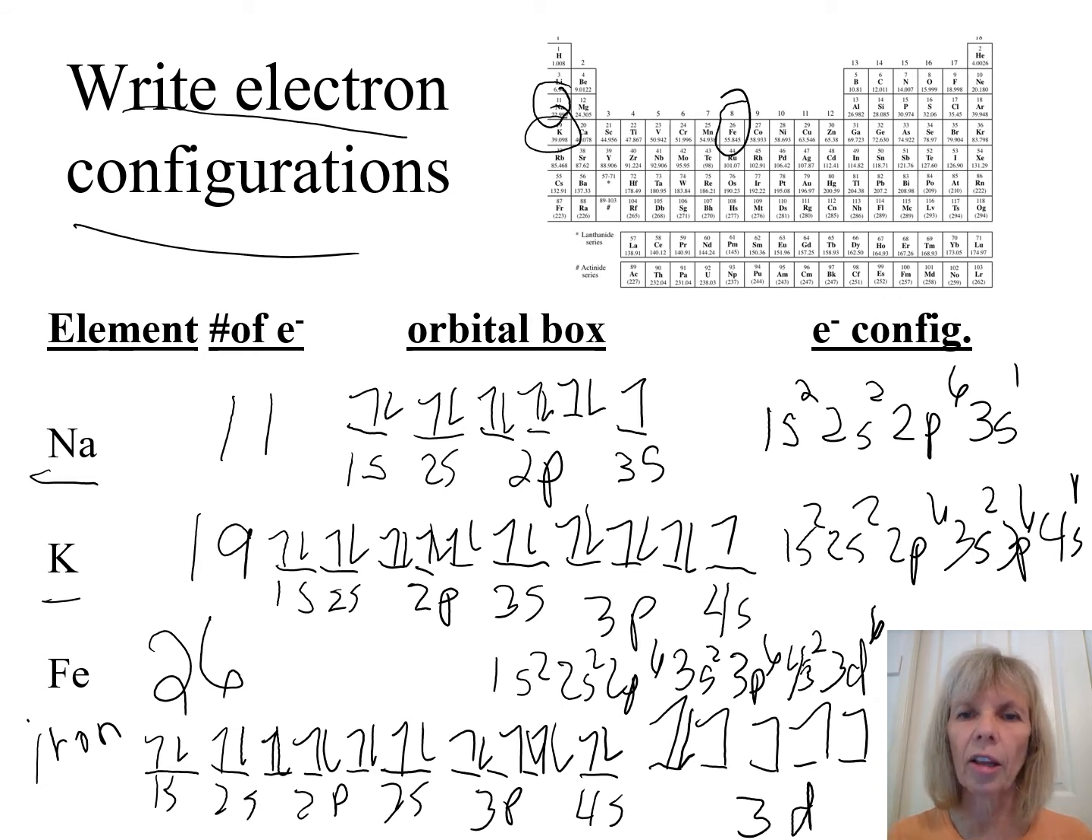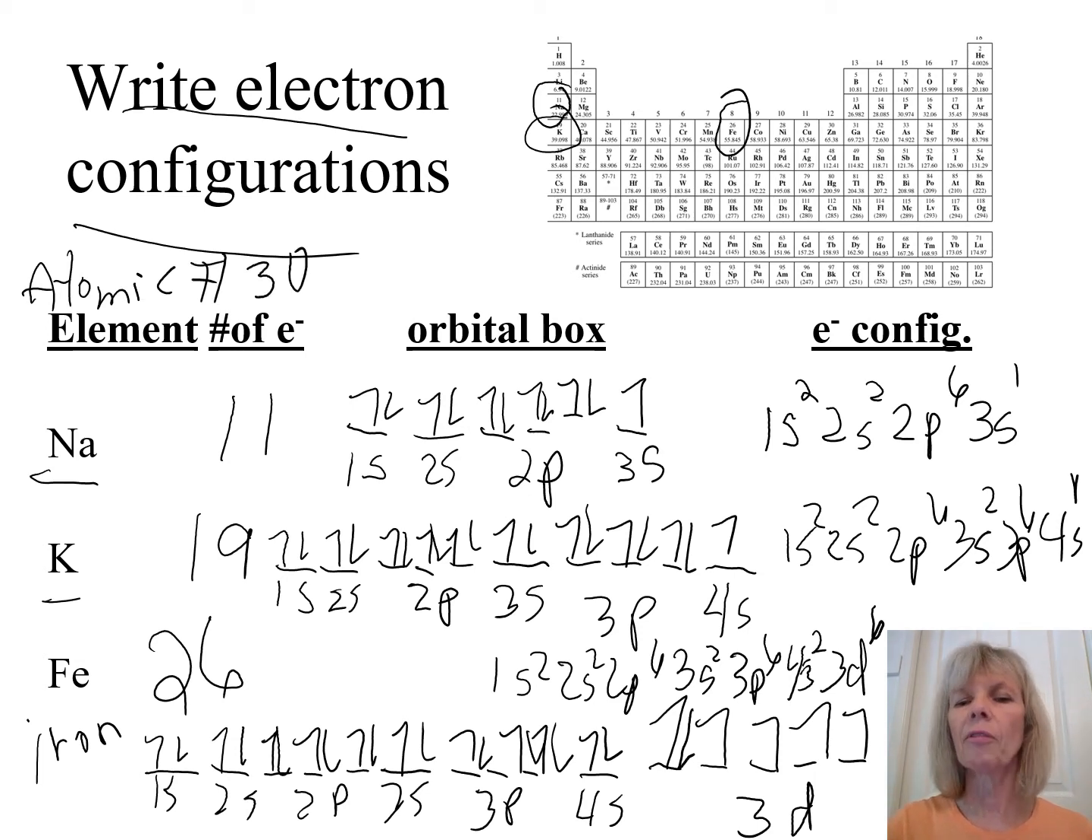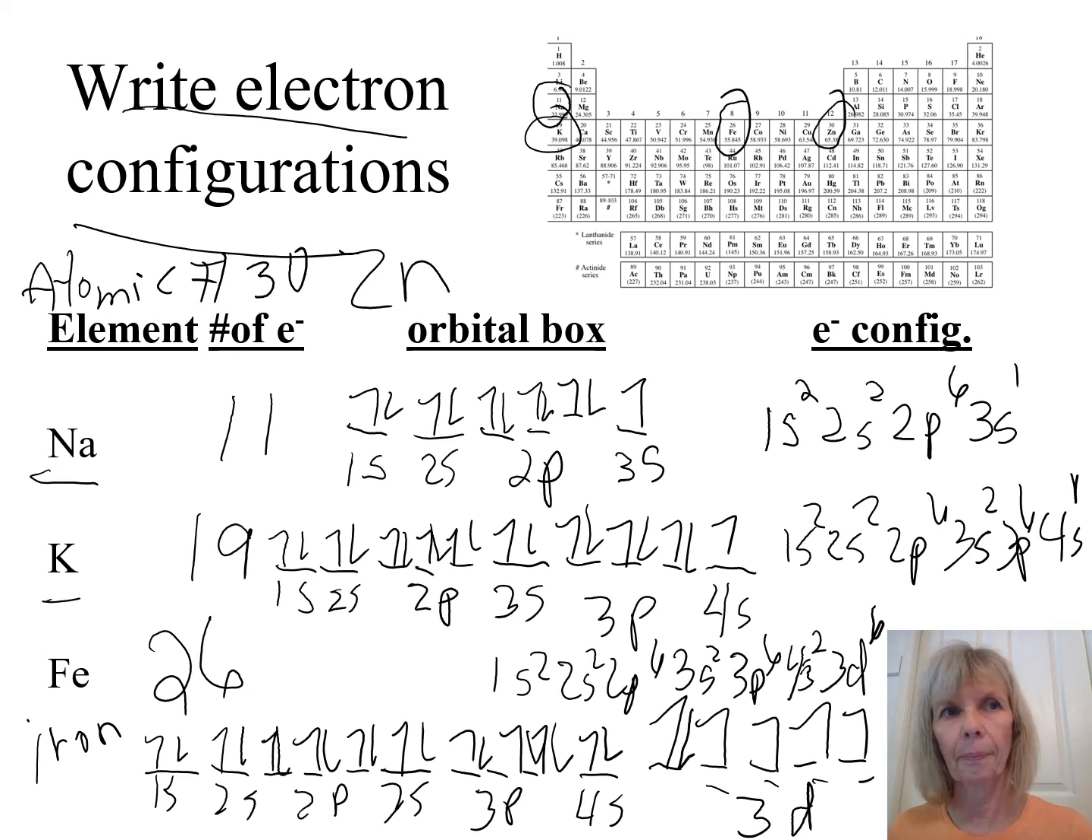Now, as far as writing electron configurations and orbital box diagrams go, you need to be able to do them up to atomic number 30, which basically would take us up to filling the 3d, because iron had 26. If we had 30 electrons, we would fill in those 4 unpaired electrons and pair them up. That takes us up to atomic number 30, which is Zn. So be able to write electron configurations for all the elements up to atomic number 30, or zinc.